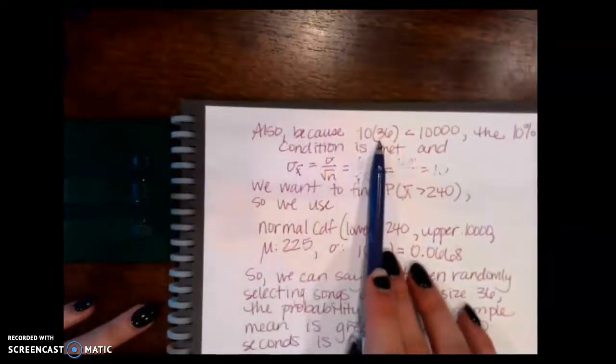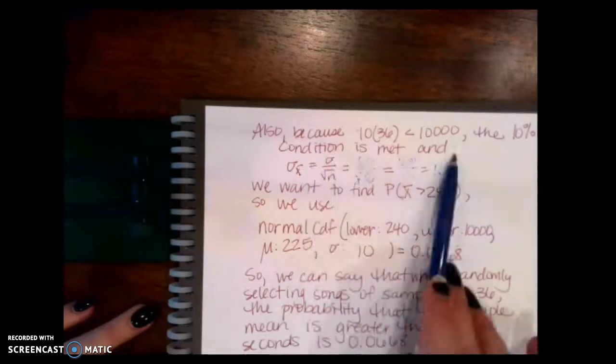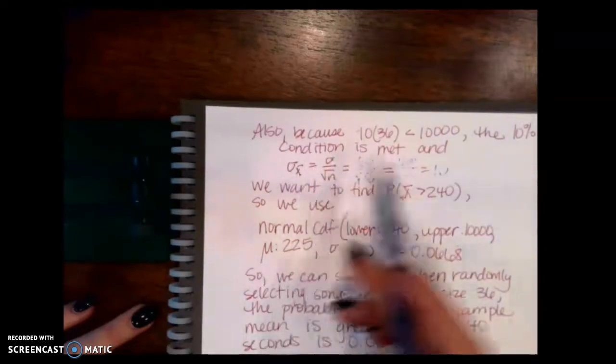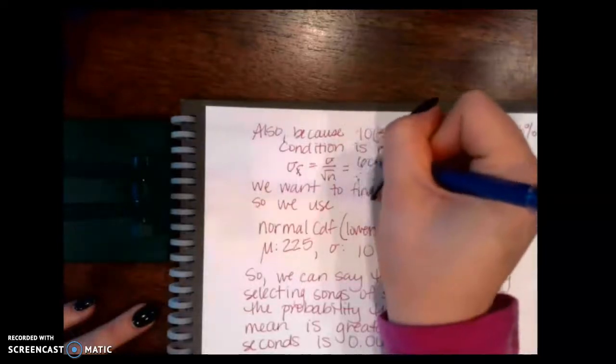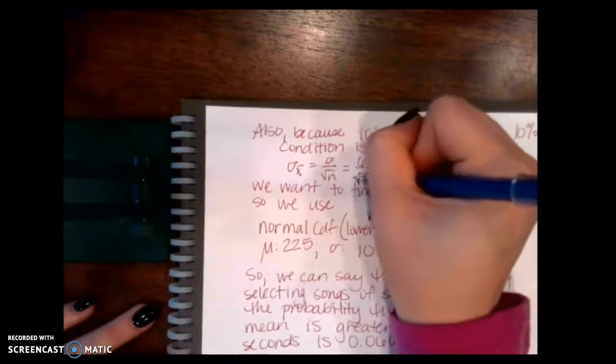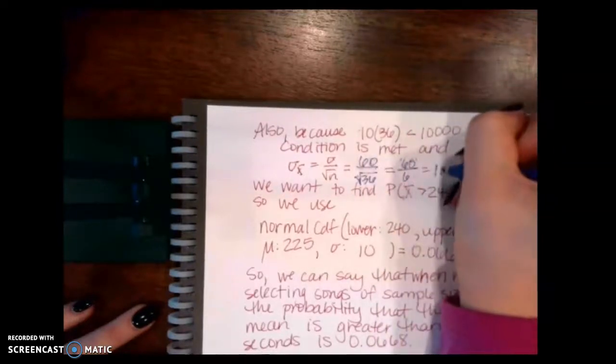Also, we still have to make sure the 10% condition is met: 10 times 36 is less than 10,000. The 10% condition is met, and now we can say that sigma sub x bar is equal to sigma divided by the square root of n. There was a standard deviation of 60, and our sample size is 36. The square root of 36 is 6, so 60 divided by 6 is 10.